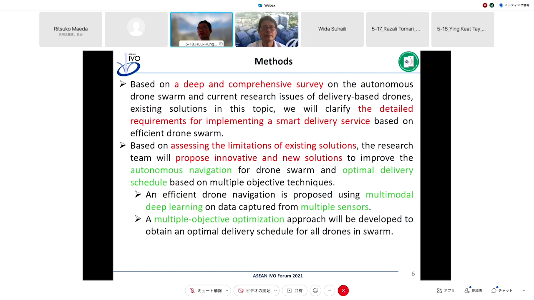For mass delivery service with drones, there are two parts. The first is efficient drone navigation using multimodal deep learning on data captured from multiple sensors. The second is multi-objective optimization for optimal delivery scheduling.